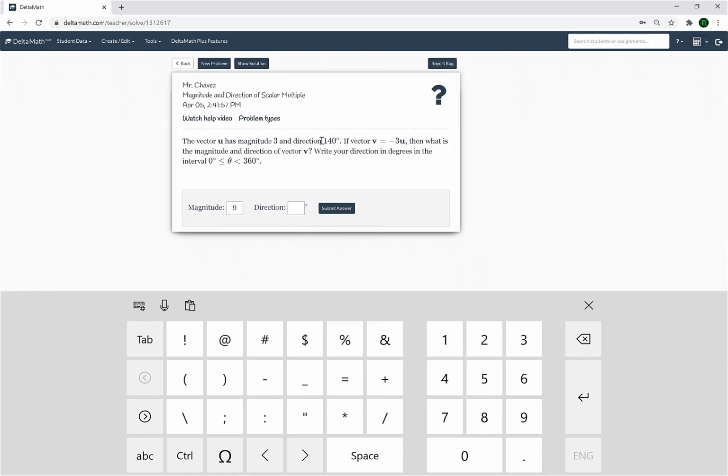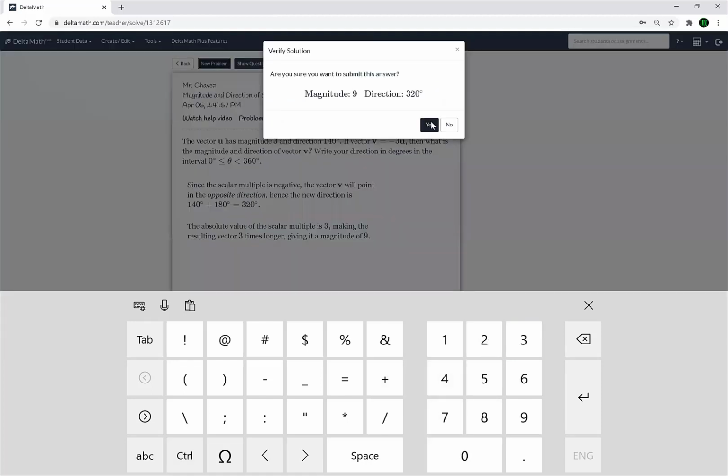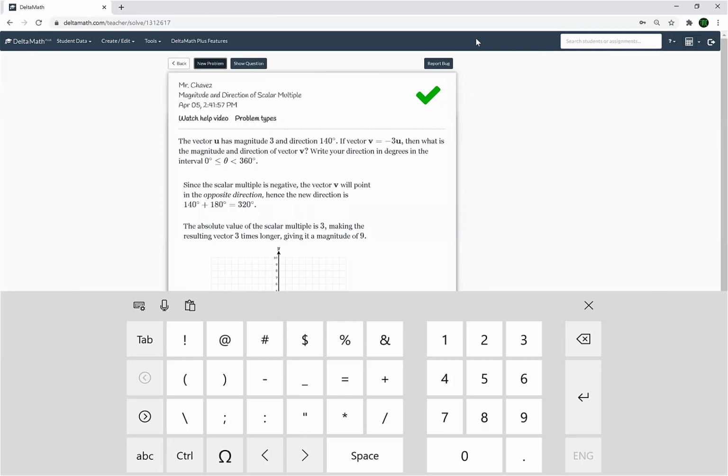Direction. Okay, it's not 140 degrees. You got to negate it. You got to go backwards. So I'm between 0 and 360. So negate it. So just add 180 to the 140. 180 plus 140 is 320. So I just typed the number 320 in there. And then submit answer. And there it is, guys.